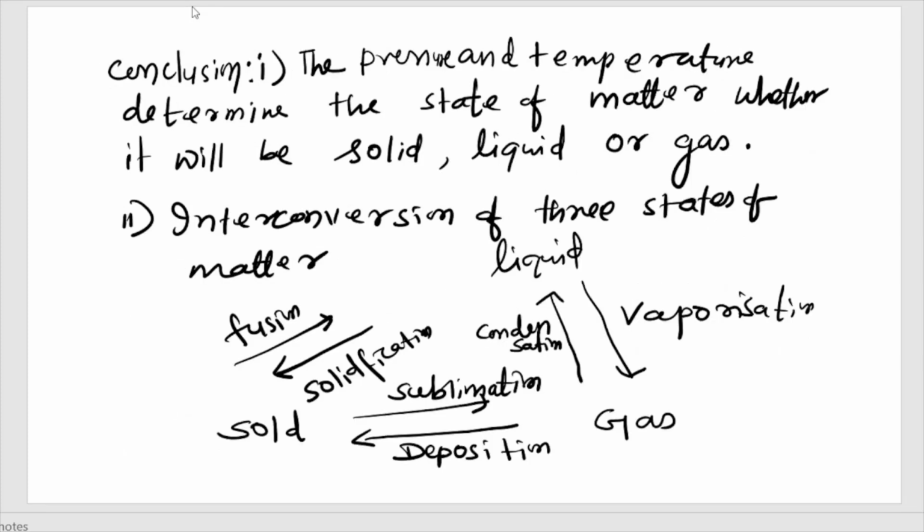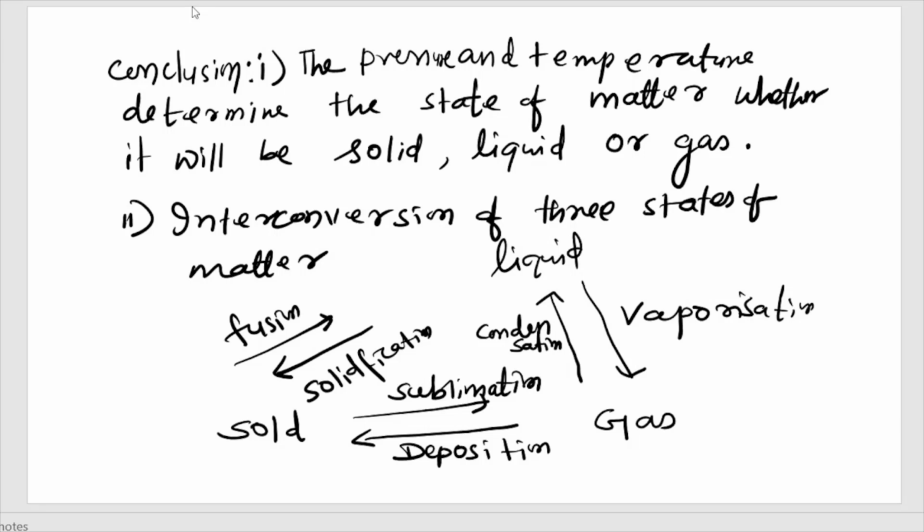What is the conclusion? Pressure and temperature determine the state of matter, whether it will be solid, liquid or gas. How a gas is liquefied by pressure, how it changes to solid, how it changes to gas, all depend on temperature and pressure. So the conclusion is the interconversion of the 3 states of matter: solid, liquid and gas.